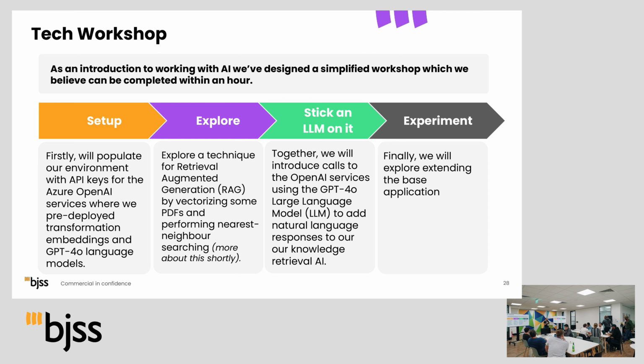We're going to vectorize some PDFs. We're going to do some nearest neighbor searching, which I'll explain in a little more detail in a second. We're then going to slap an LLM on the end of it and make that nearest find, Command F and search, a little bit neater. We're going to use an OpenAI language model to give us more natural language responses, and it's not just a verbatim copy from your source material. And then hopefully you're going to experiment with some ideas that you've got on our base application.